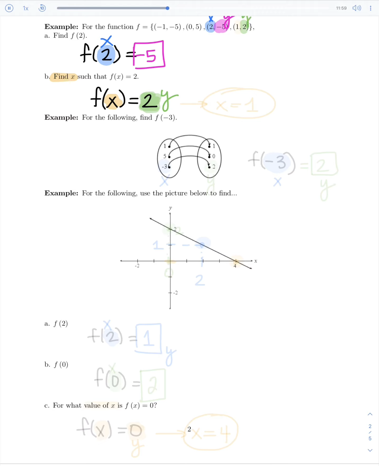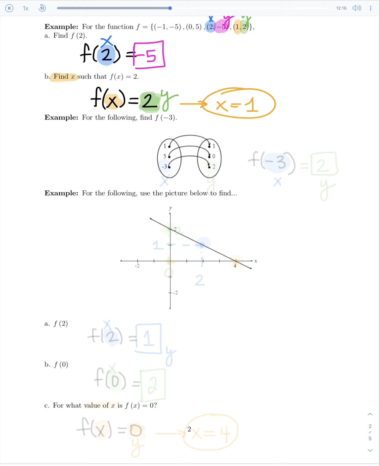The question is, what's its x value? Well, let's go back. Its x value is a 1. So they asked what x would give me this. Well, that would be an x value equal to 1. And that's my final answer.